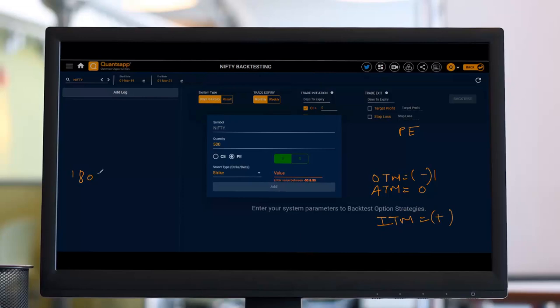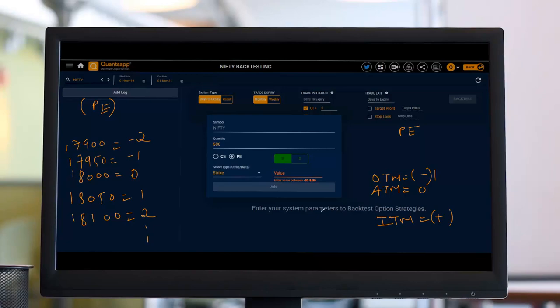Again the same example, let's say 18,000 is my ATM, 18,000 P is my ATM, I will type 0. If we want to select a strike price which is one strike out of the money put, let's say 17,950, we will still type -1, but these are for put options. If I want to go for 17,900 put, I will type -2. Similarly, for in the money put options, 18,050, we will type +1. 18,100, we will type +2, and so on the strike prices go deeper.